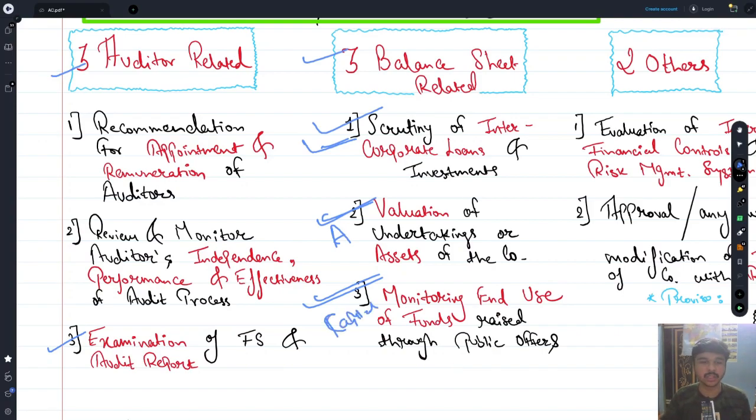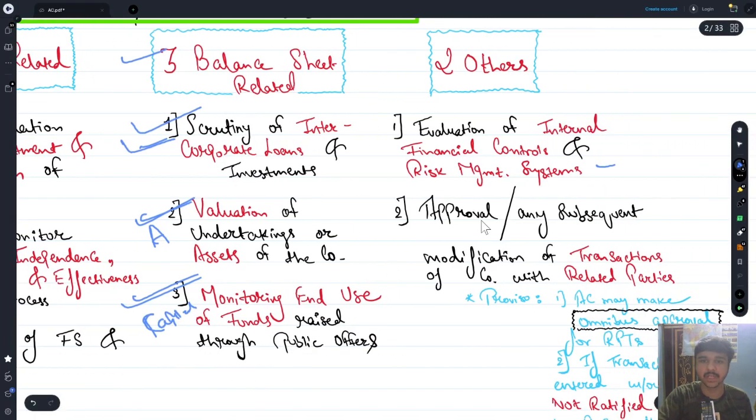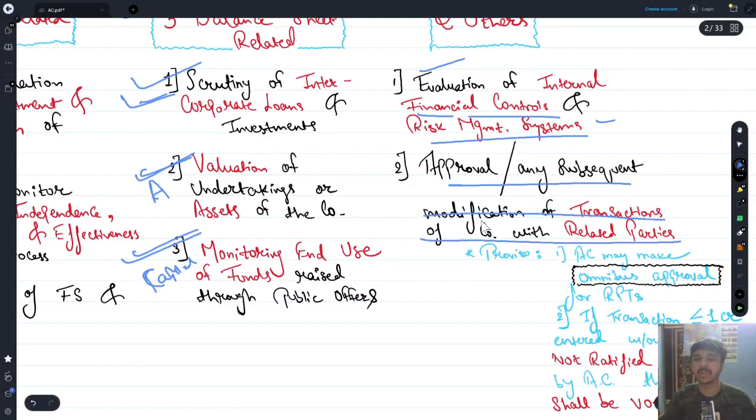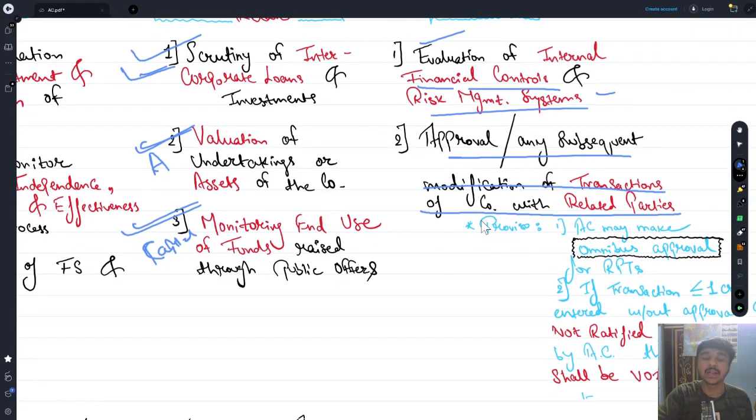Okay, and then 2 others. Now we are going to the other part of this. The first one we have discussed, that is evaluation of the internal financial controls and risk management systems. Okay, second thing, approval or any subsequent modification of transactions of company with related parties. See, audit committee has a very important task to do, and that is that whenever there is any kind of related party transaction, audit committee has to jump in.